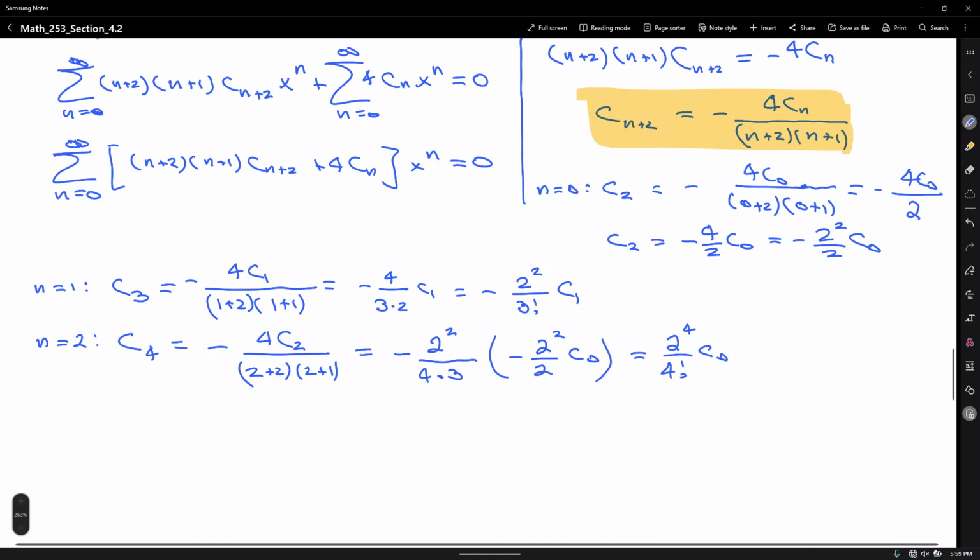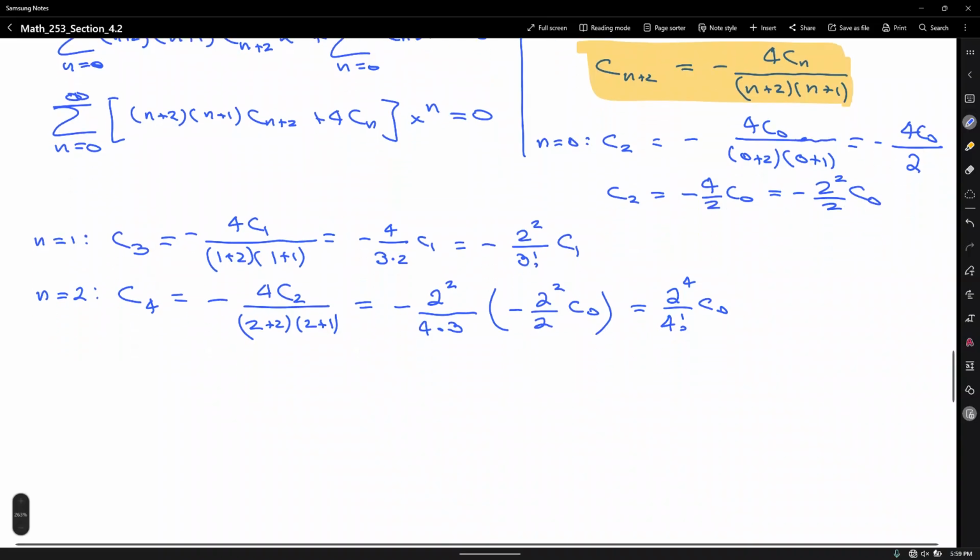Okay, we're good here. So n equals 3. That'll be c sub 3 plus 2, is that a 5, equals negative 4 c sub 3 divided by 3 plus 2, 3 plus 1. That is negative another 2 to the second power over, what is that? 5 times 4. But guys, what is c sub 3? Isn't that a coefficient in terms of c sub 1? Did you see again what I was talking about before? We're going to go back and forth, bouncing between c sub 0 and c sub 1, c sub 0, c sub 1.